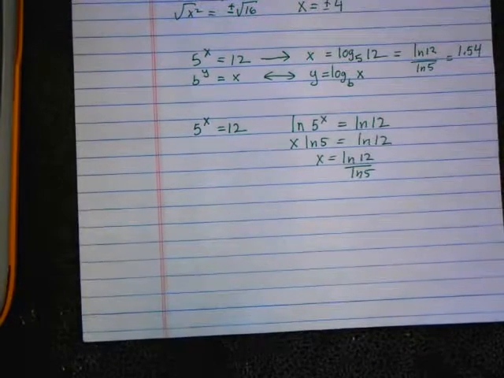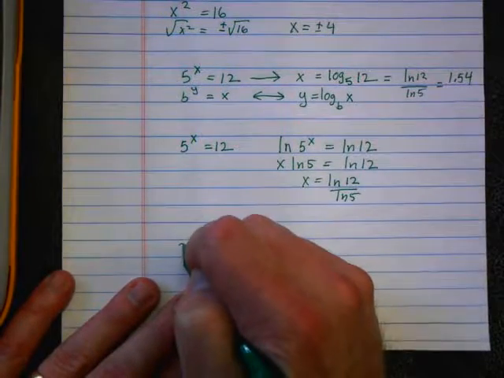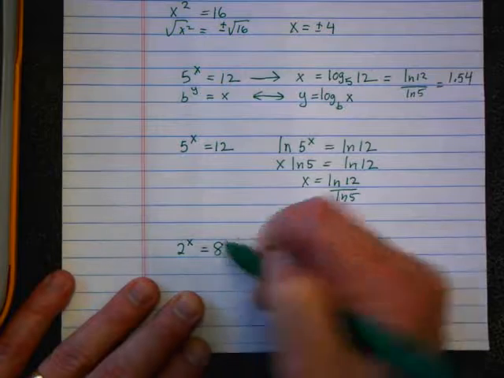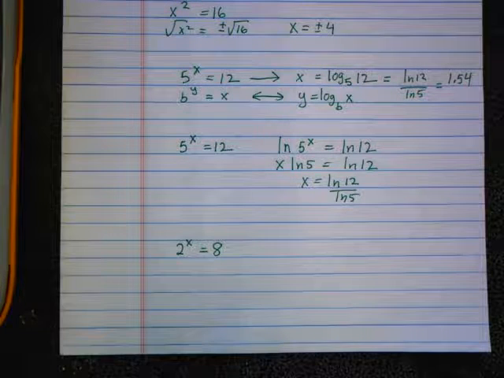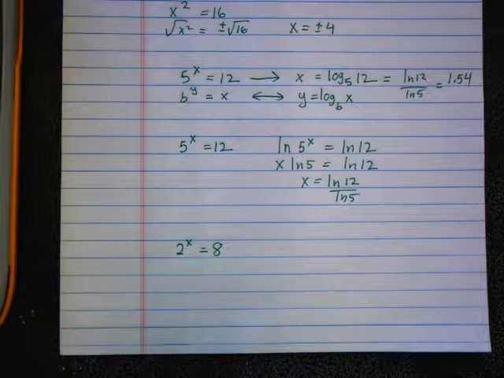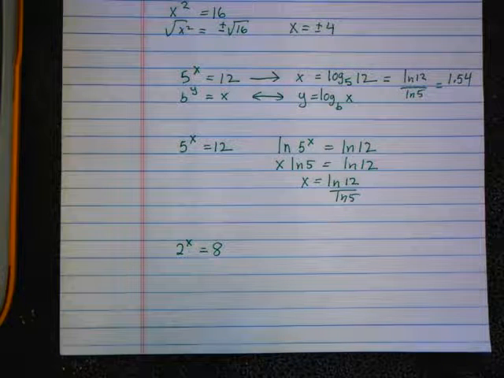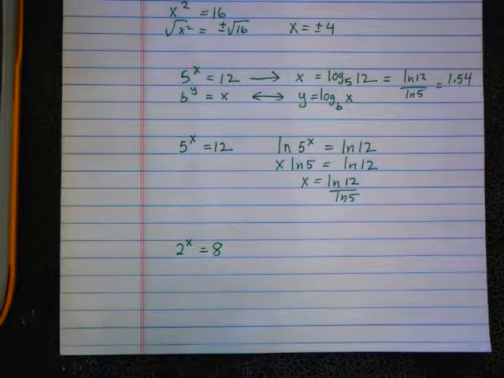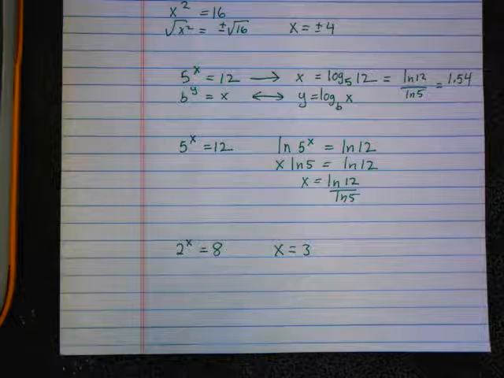All right, let's do some easy ones. 2 to the x equals 8. Which way do you want us to do it? I want you to tell me the answer. Why is x 3? Because 2 cubed is 8. Do you need any fancy logarithms for that one? No, you don't. That one you should just be able to look at and tell me x is 3.